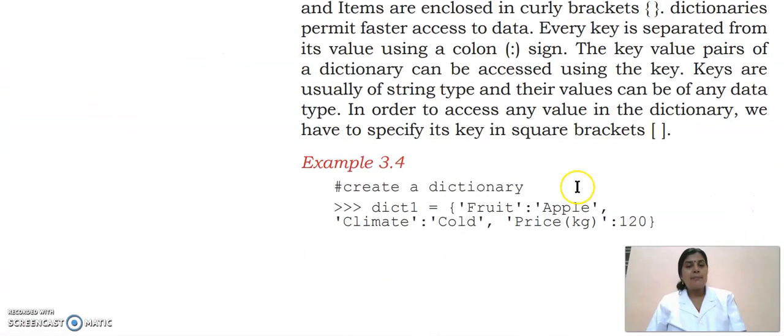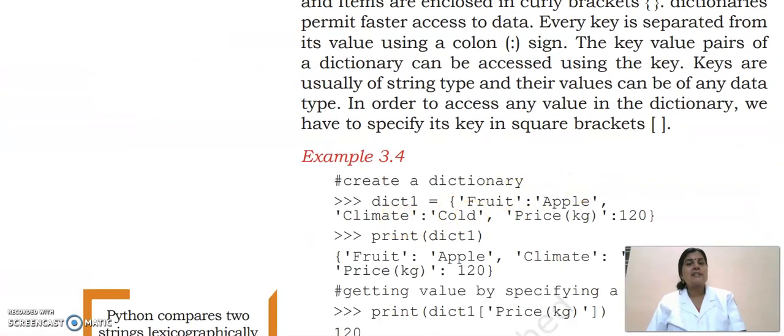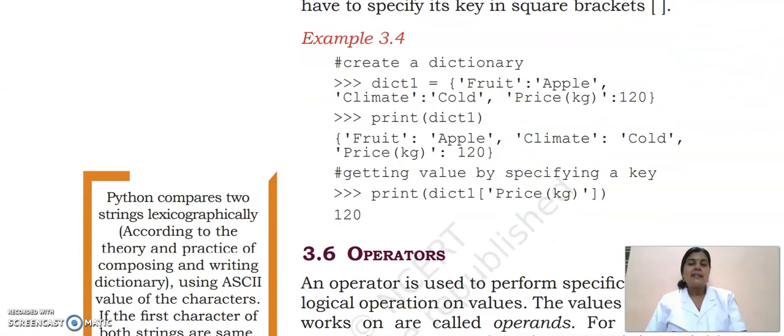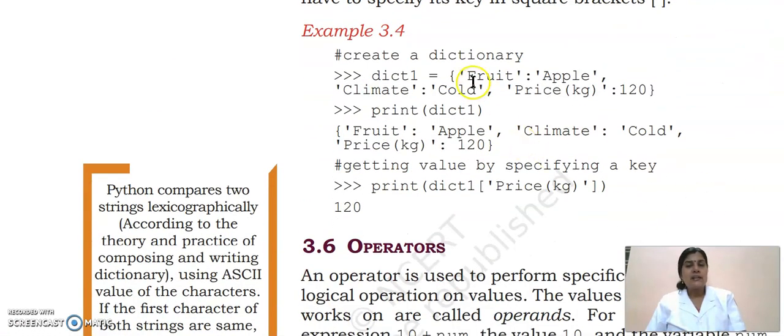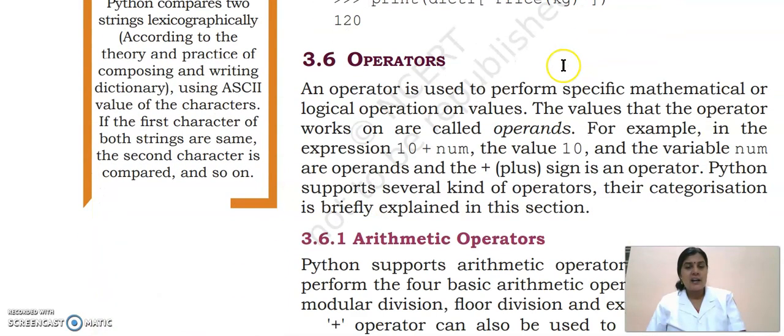Next is mapping. In mapping, there is only one data structure, which is the dictionary. In a dictionary, elements are given as key value pairs. Key and value are separated by a colon symbol. So fruit is the key, apple is the value. Then we separate pairs with commas, and we use braces or curly brackets.